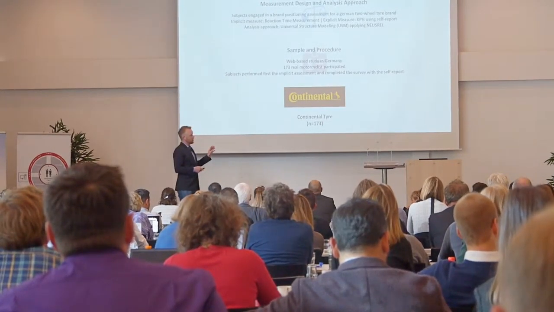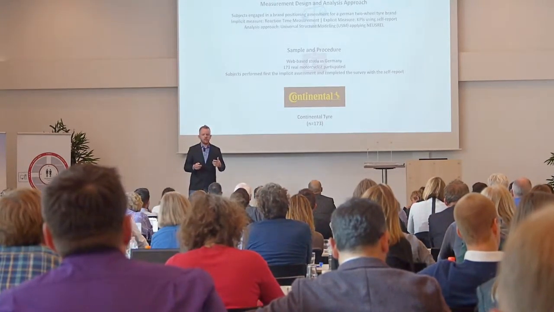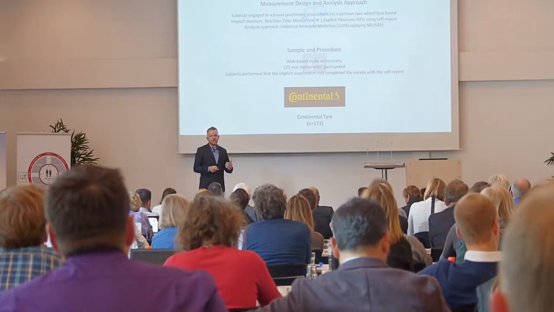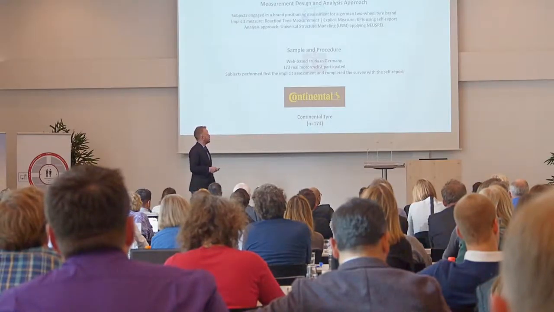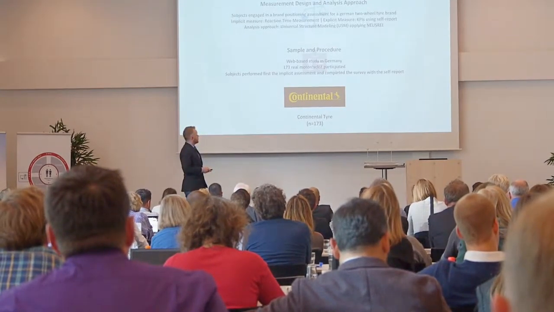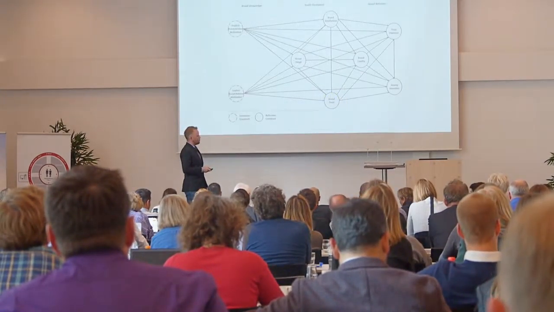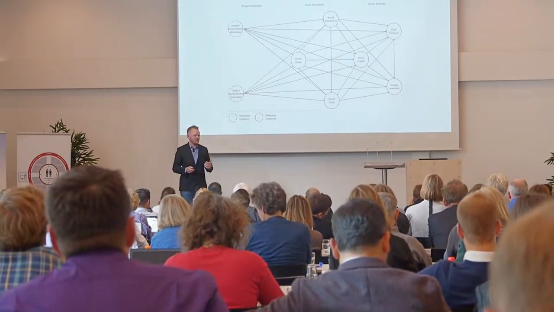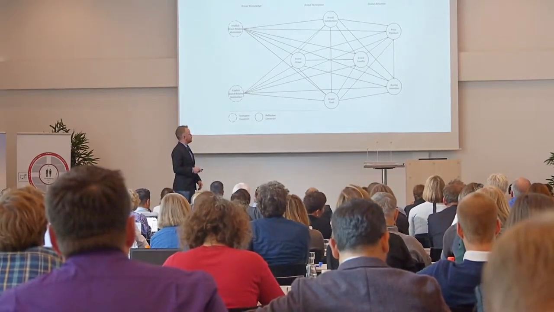In this case, we chose the Continental tire brand, the two-wheel tire brand. They offer a lot of products. In this case, I was focusing on the bike tire unit. And that's basically our modeling. It's a little bit complex, maybe. However, I tried to illustrate it a little bit.